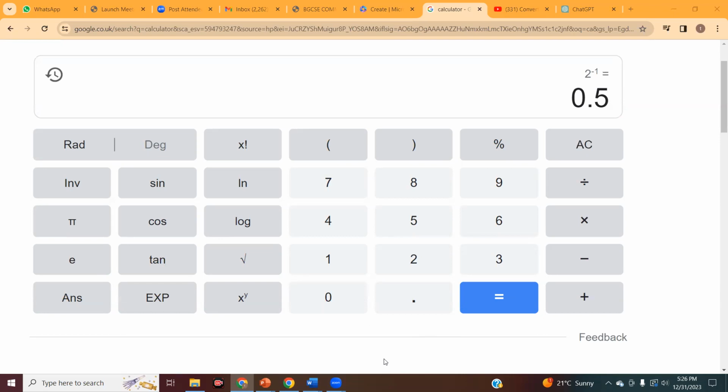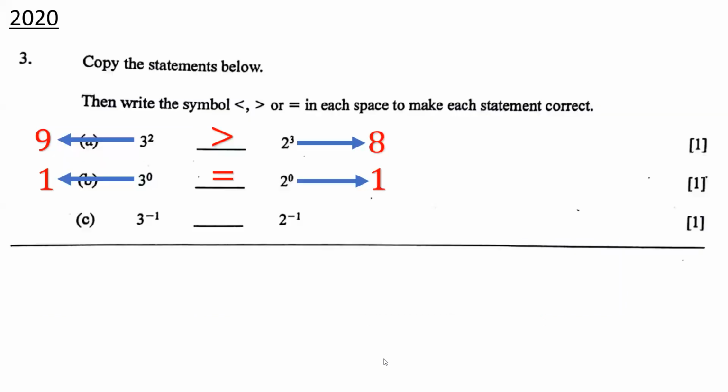Obviously, we know that 0.5 is bigger. So if we look at it, we have 3 to the power of negative 1 is approximately equal to 0.33, and 2 to the power of negative 1 is equal to 0.5. And so that definitely means that 2 to the power of negative 1 is greater than 3 to the power of negative 1. This is very important. The alligator eats the bigger number, and so this means that 2 to the power of negative 1 is greater than 3 to the power of negative 1.